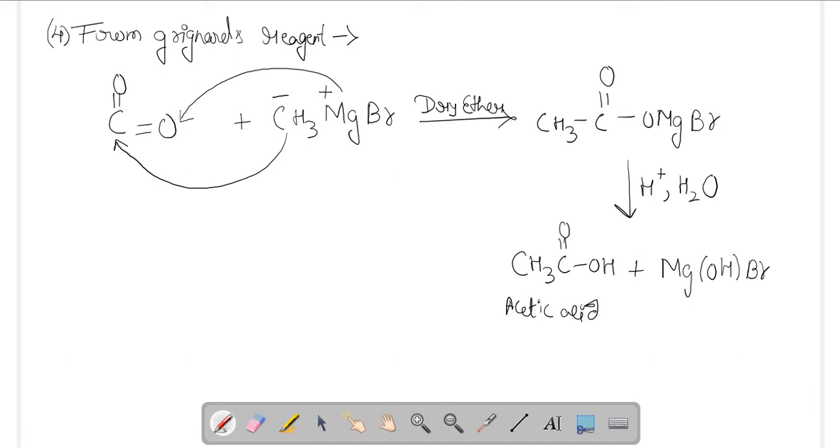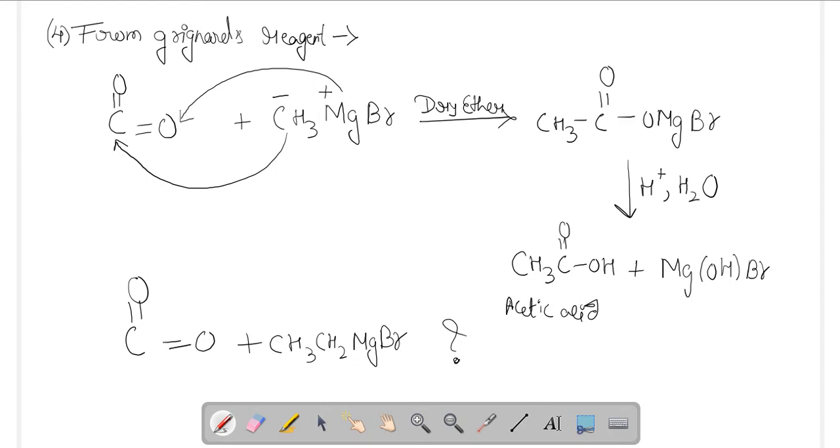So here you can try by yourself what will happen when you are combining ethyl magnesium bromide with carbon dioxide. So try by yourself.